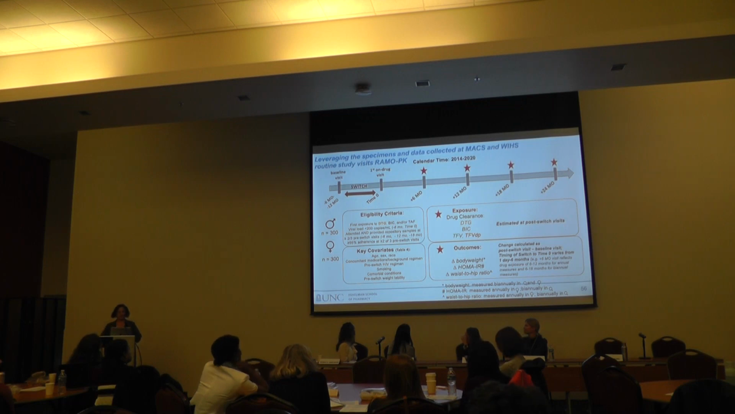Body weight, HOMA-IR, which is a measure of insulin sensitivity. It has its own issues, but it is what was available to us in the cohort, as well as waist to hip ratio.